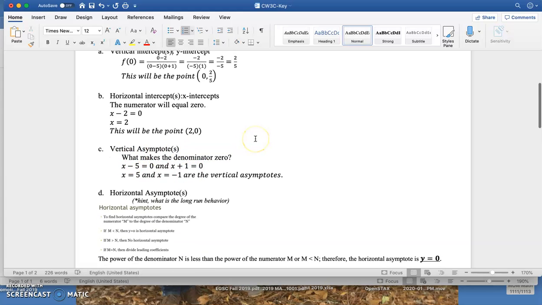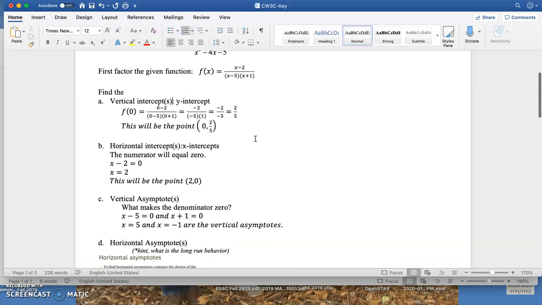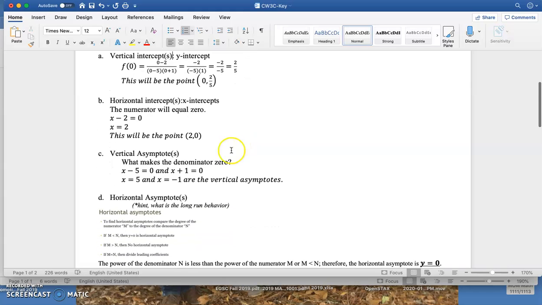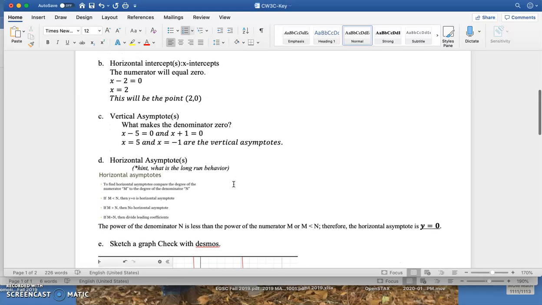Vertical asymptotes next. What makes the denominator 0? They occur when the denominator is 0. Well, 5 and negative 1 are what's going to make the denominator 0. So x equals 5, x equals negative 1 would be the vertical asymptotes. That's just little vertical dotted lines there.